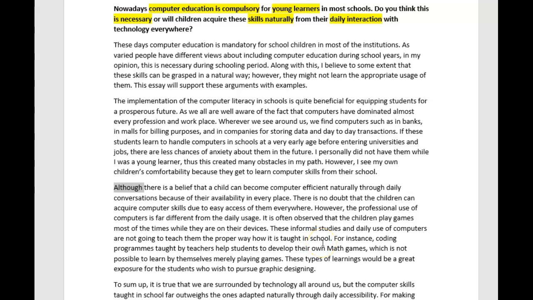Okay, so some changes are necessary here. For instance, coding programs taught by teachers help students to develop their own math games, which is not possible to learn by themselves merely playing games. These types of learnings would be a great exposure for the students. I don't like this, a great exposure. That feels kind of strange. It would be a great advantage.